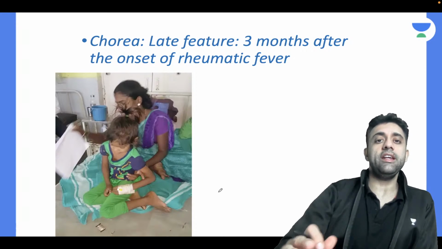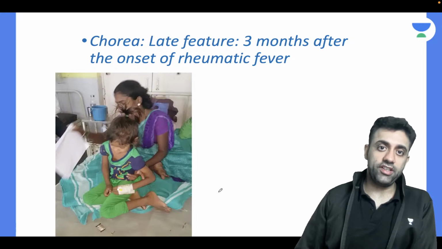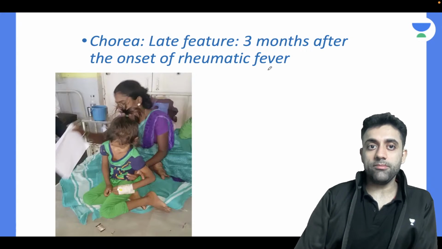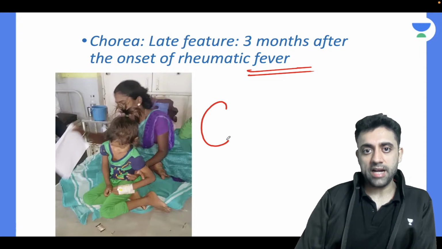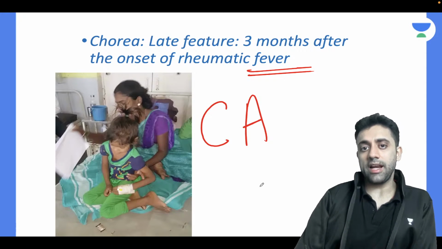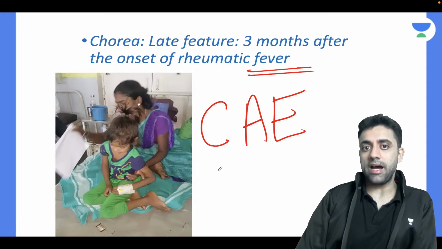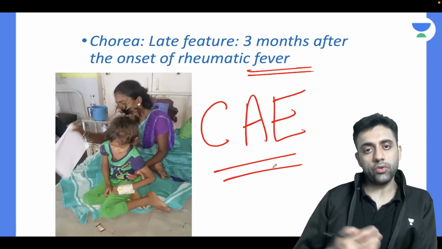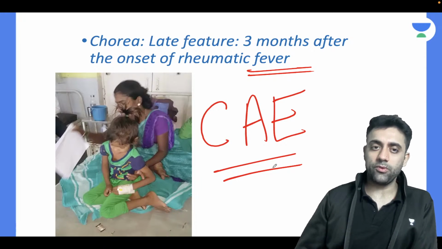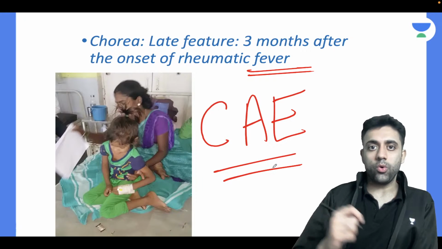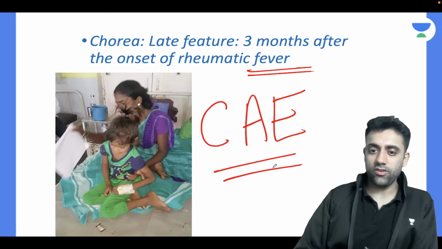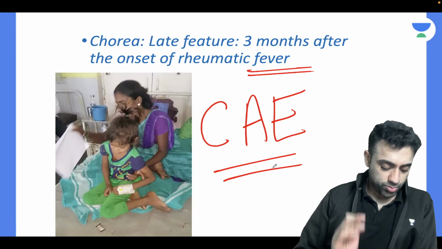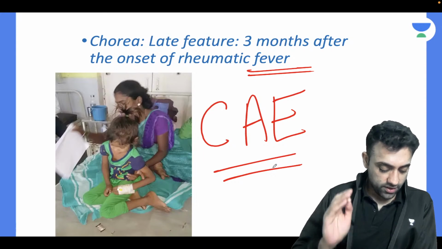Now, most importantly, when does this late feature come? Three months after the onset of rheumatic fever. Remember, carditis, arthritis and erythema marginatum are the early manifestations. So subcutaneous nodules and Sydenham chorea are the late manifestations. Chorea happens 3 months after. Very good, Priya, Raghuvansh, Mansi, Tanu, very good.